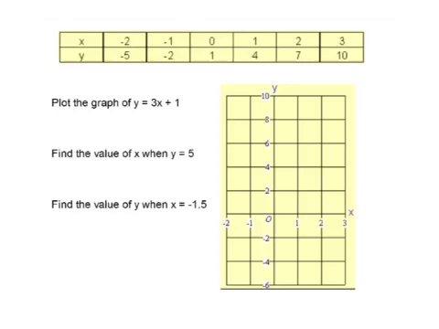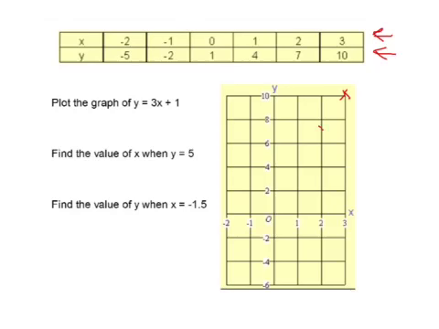I now have a table that I can use to plot the graph. These are the x coordinates and these are the y coordinates. Now you can see the first one here is x is 3 when y is 10. So we'll go along 3 and up 10 and I put a cross. The next one is along 2 and up 7.